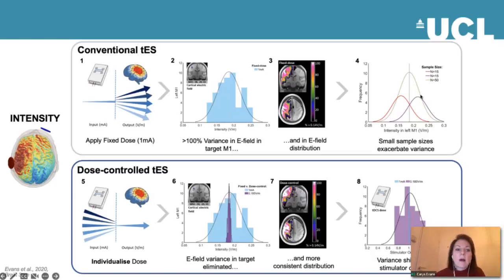So we wanted to explore how, instead of applying a fixed dose, we could fix the intensity at the cortex. And we could do this simply by increasing or decreasing the stimulator output for each subject. What we can see in figure 6 and 7 is that by individualizing dose, we effectively eliminate that variability in M1, and we can also produce more consistent distribution of electric field across individuals. Instead, we've effectively shifted this variability to the stimulator output.